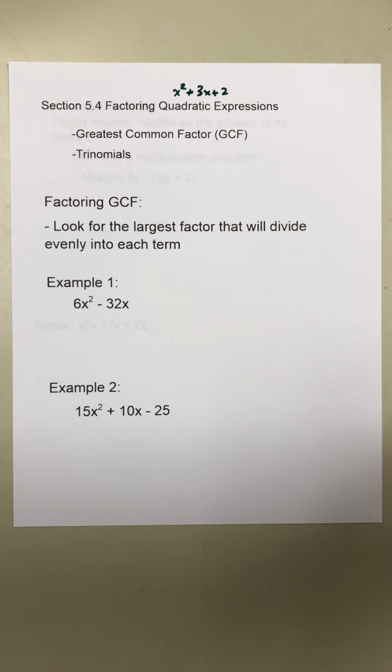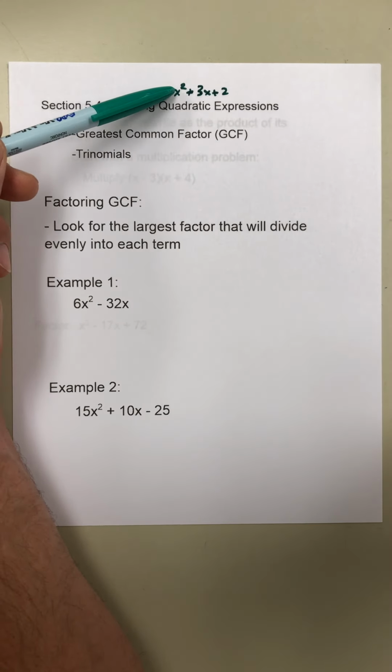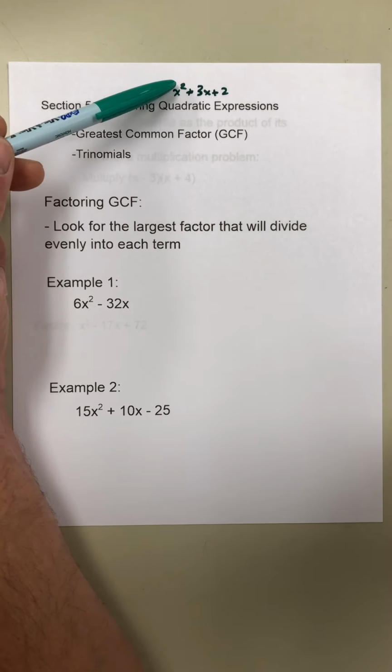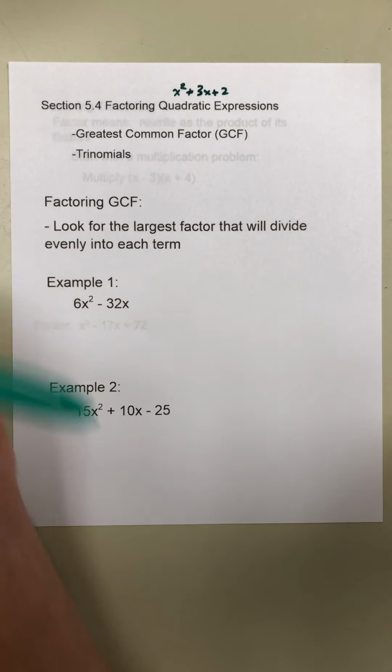Welcome back. So today we're going to talk section 5.4, factoring quadratic expressions. Within our factoring, we're going to look at greatest common factor, or we call it GCF, and we're also looking at trinomials. So when we talk about a quadratic expression, we're looking at something that may be in the form of x squared plus 3x plus 2, where we have our largest exponent, our highest degree, being a 2.